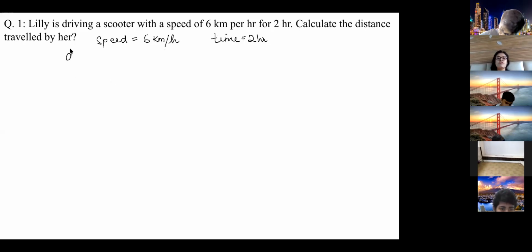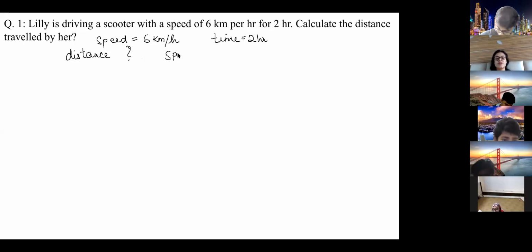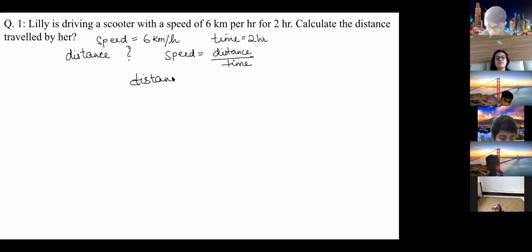Calculate the distance. How will you find out distance? We have to do 6 into 2. Distance is equal to speed upon time? No, you have this formula: speed is equal to distance upon time, right? Then what is distance? Speed into time. Correct. Distance is equal to speed into time. So find out now. Speed into time is how much?